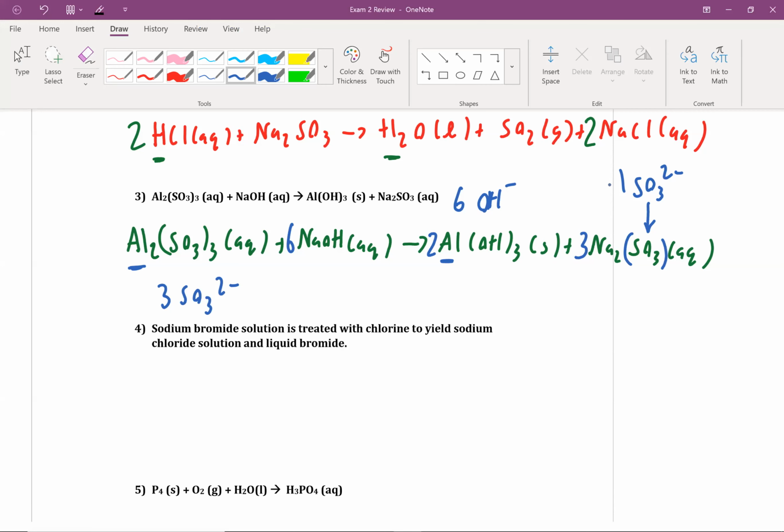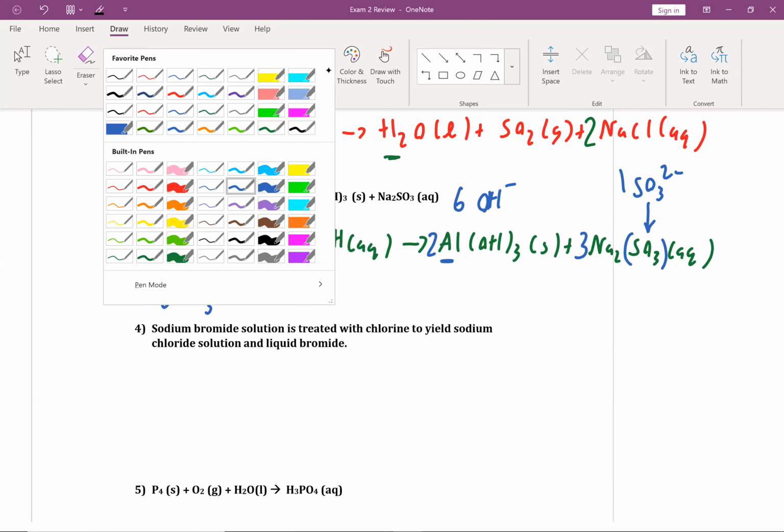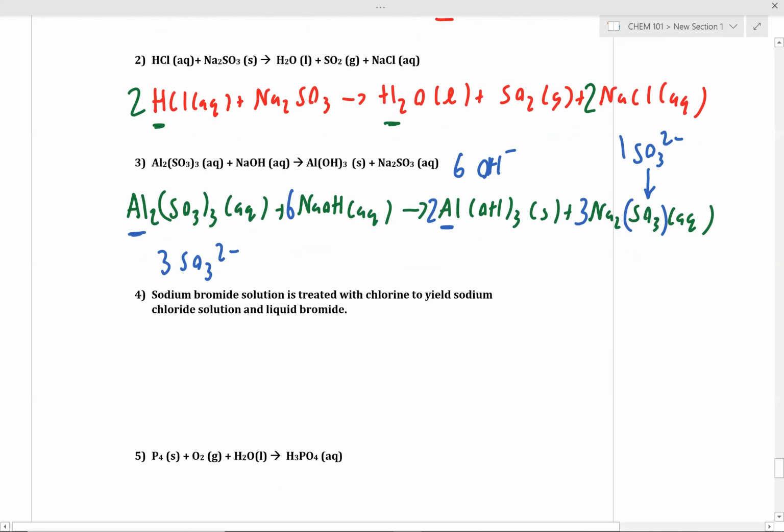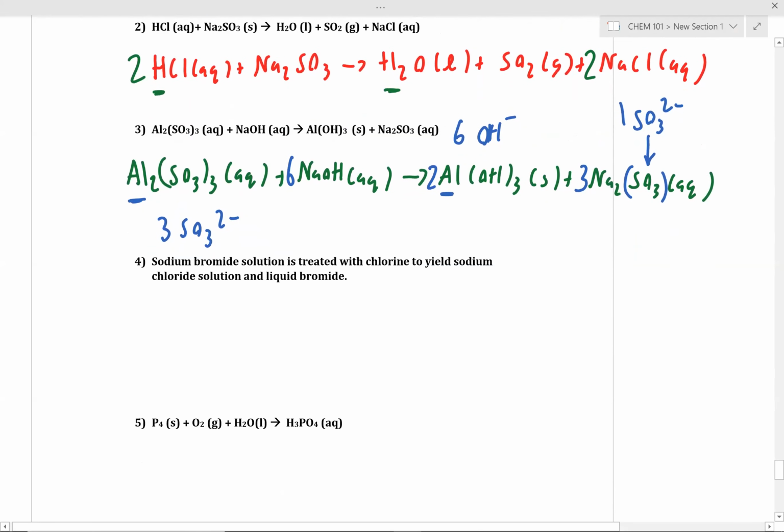Any questions so far? Please don't feel shy to stop me on any of these. It's a fast one, right? Yeah. It's better to think about it in terms of ionic chunks.